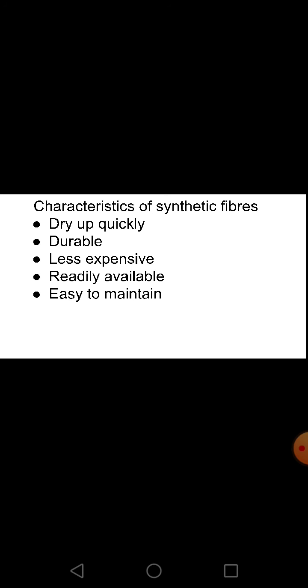And one disadvantage is that when we burn a natural and a synthetic fiber, the synthetic fibers melt on burning. So this causes a big problem while cooking, or when we work with fire. If it catches fire, then it melts and sticks to our skin and causes severe burns. So it is one of the disadvantages of synthetic fibers. So that is all about synthetic fibers.